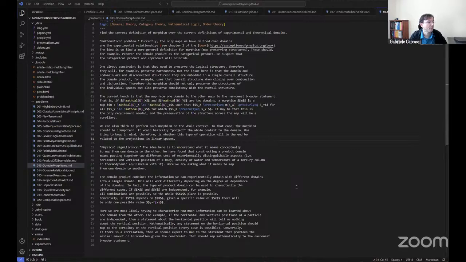For example, if the horizontal and vertical positions of the particle are independent, then a statement about the horizontal position will tell us nothing about the vertical position. And so mathematically, any statement on the horizontal position should map to every possible case in the vertical position, because you can't know anything. Conversely, if there is a correlation, then we should expect to map to the statement that provides the maximal amount of information, given the constraint that it should map mathematically to the narrowest, rather than the broader, statement.